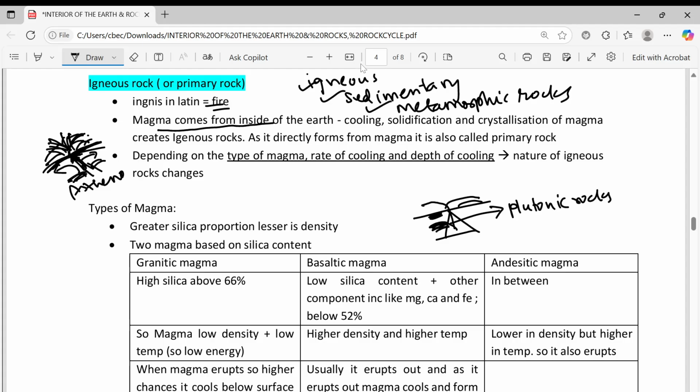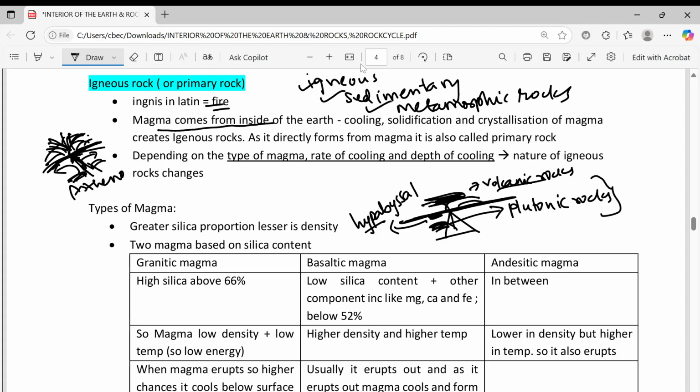Plutonic rocks, and just below the surface we call hypabyssal rocks. Hypabyssal means just under the surface. And on the surface, we call these volcanic rocks. So, below surface and above surface. Above the surface there is only one, volcanic rock. Below the surface we have hypabyssal and plutonic rocks.